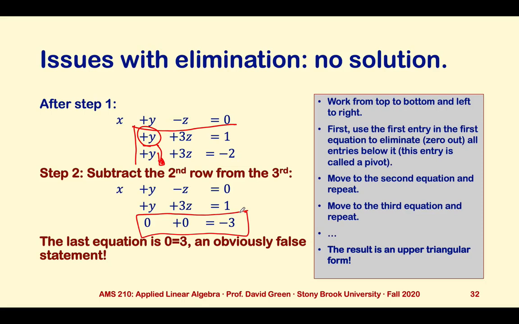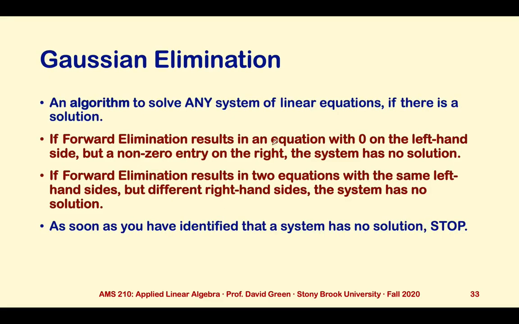We had parallel planes from two equations that had the same left-hand side but a different right-hand side. We tried to subtract them. The left-hand sides perfectly canceled, but the offset, the right-hand side, didn't, and we get an inconsistency. We say this system is inconsistent. It does not have a solution. What we have seen here generally translates to any system. If during forward elimination we get an equation that has a 0 on the left-hand side, but a non-zero entry on the right, the system has no solution.